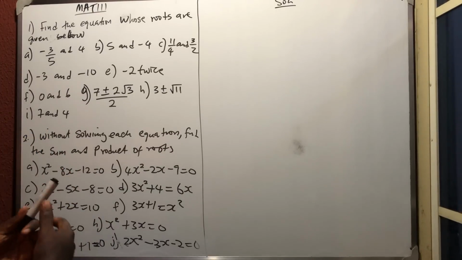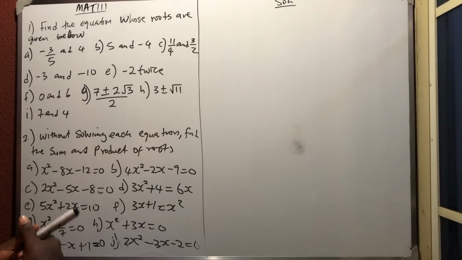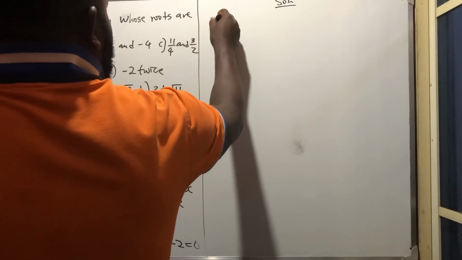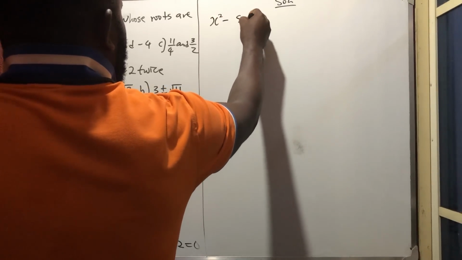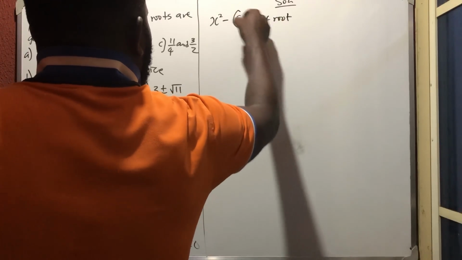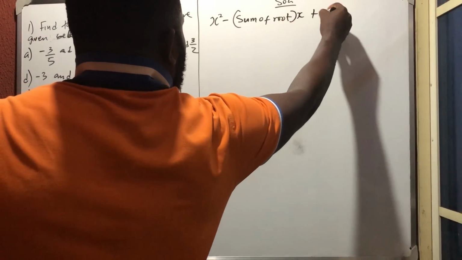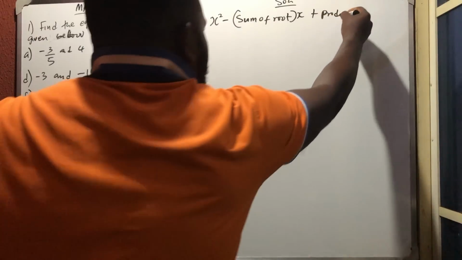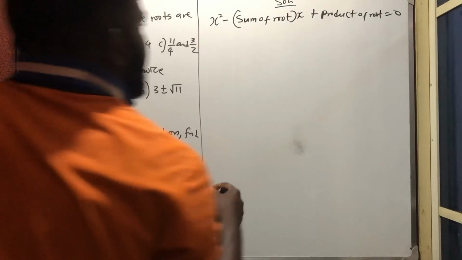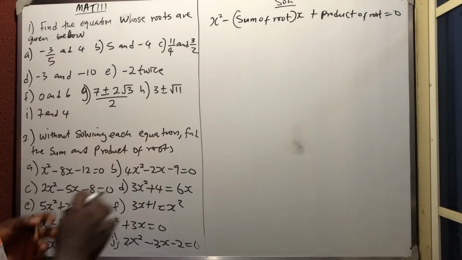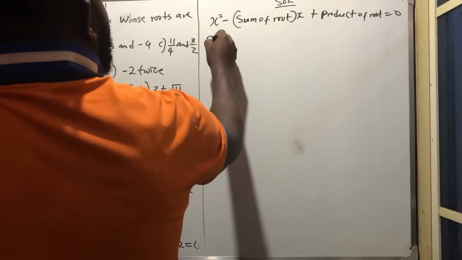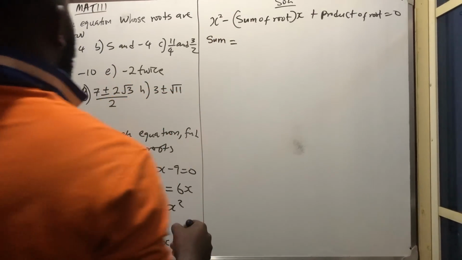Before you find the equation, for any quadratic equation, the formula is simply x squared minus the sum of roots x plus the product of roots equal to 0. As simple as that. So we need the sum and the product, then we are good to go. The first thing you get is the sum, and the sum is simply to add.